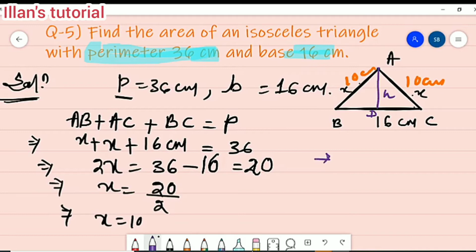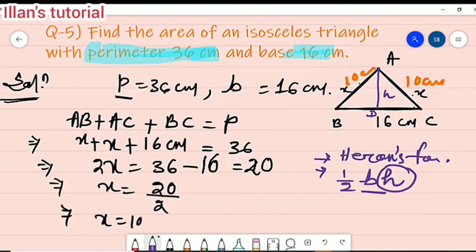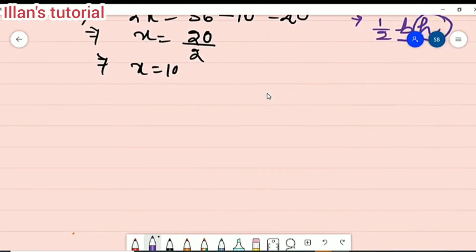So there are two methods. One is Heron's formula, and another one is the normal specific formula, which is half base into height. For this formula we have to find out the value of H. That's why I drew a height AD over here. We'll solve this question by using two methods. The first one is Heron's formula. So let's solve it using Heron's formula.